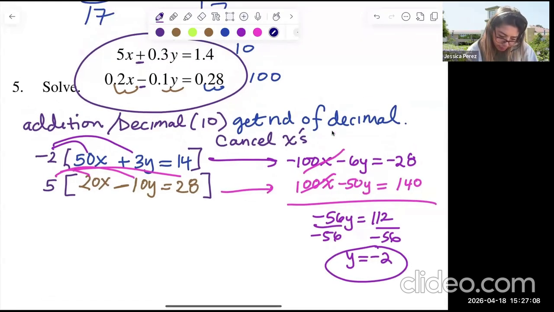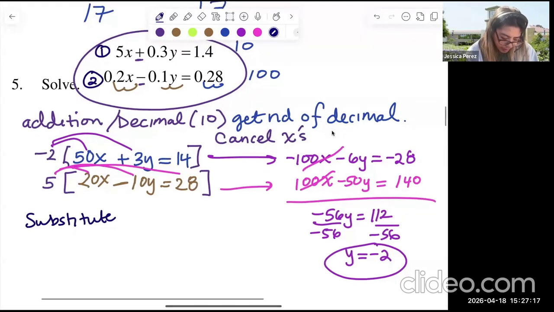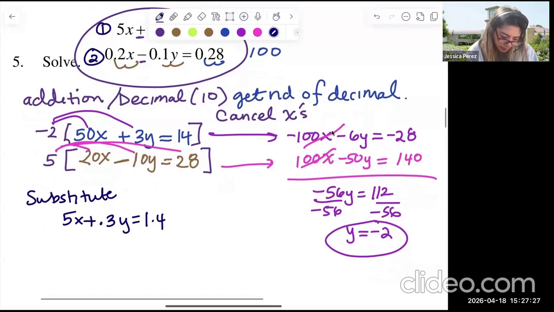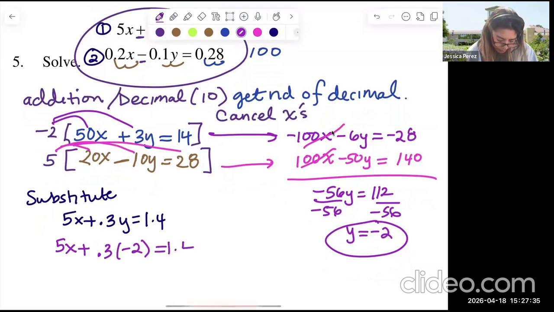Now, I solved for one of the variables, so I'm going to substitute into one of the equations, either equation 1 or equation 2. I'm going to use equation 1. So it's 5x plus 0.3y is equal to 1.4. But I'm substituting negative 2, so it's going to be 5x plus 0.3 times negative 2 is equal to 1.4.